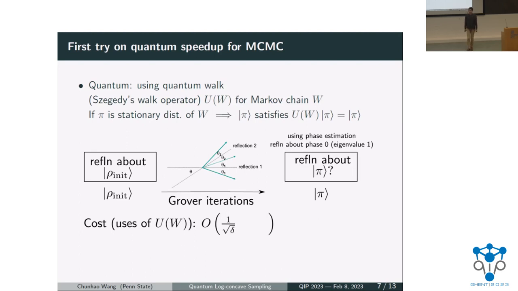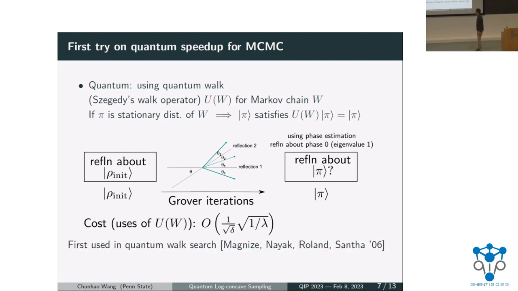It depends on the overlap. Recall that the overlap is lambda. So the number of iterations is square root of 1 over lambda. Actually, this is the MNRS quantum walk search framework. And so, is this good enough? Is this cost good enough?